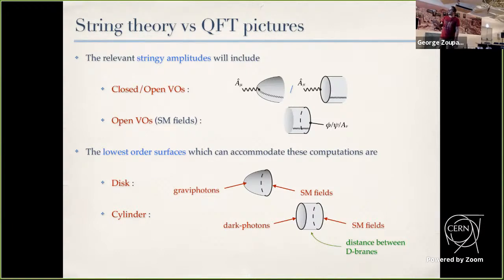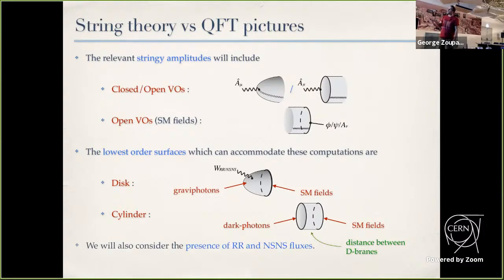The lowest surface is the disk, and so here we will insert the graviphotons in the bulk or in the boundary, and the standard model fields on the boundary, as I mentioned before, or in the other boundary. And the reason why we don't put all together in the same boundary is because, as I mentioned before, this is the standard model branes sector, and this is the hidden sector, and in between these are the messenger strings which are stretched between them.